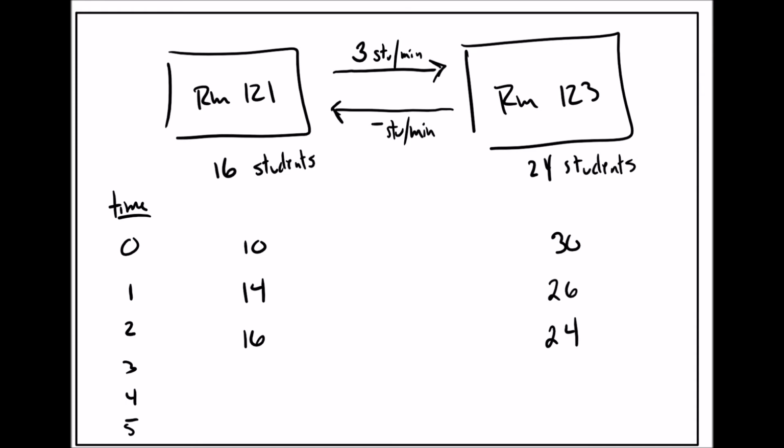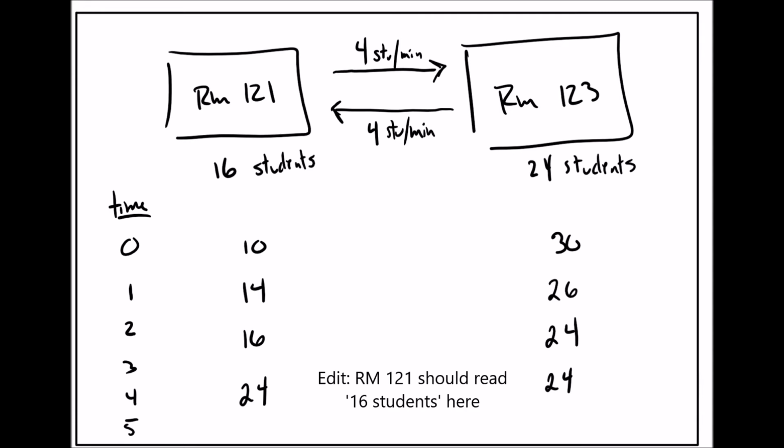Fewer students in room 123 means fewer students are leaving. But more students in room 121 means more students are leaving that room. Let's look at what happens in the next minute. 4 students leave room 123 and 4 come back. Well, there's no net change there. There's new students, but there's no net change in the number of students. In room 121, 4 students arrive and 4 students leave. Likewise, there's no change in the number of students.